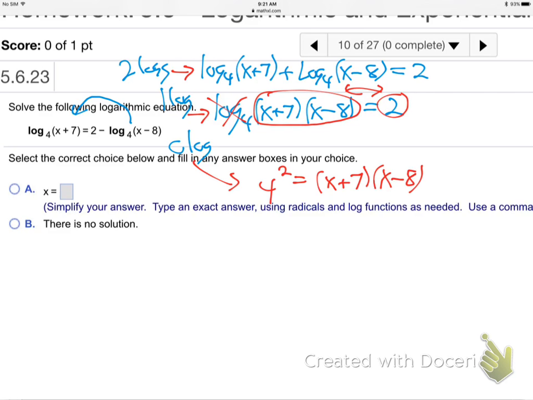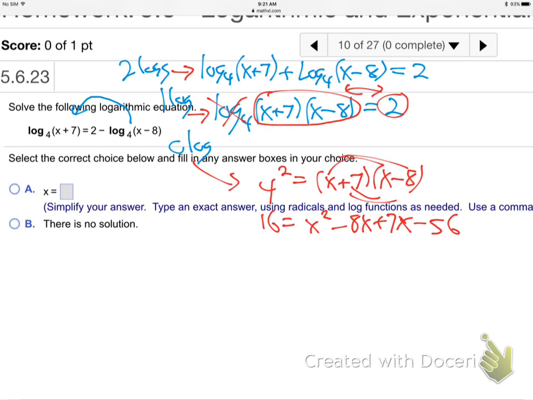So now you're going to have an x squared equation. So FOIL out that right side. We're going to have an x squared equation. And that means you got to get 0, right? FOIL this side out. Boom, boom. 16 equals x squared minus 8x plus 7x minus 56.